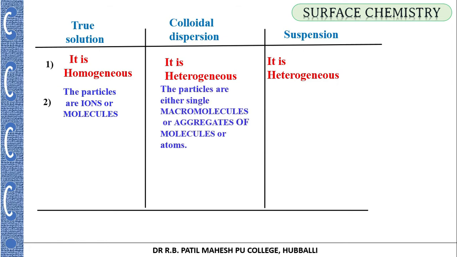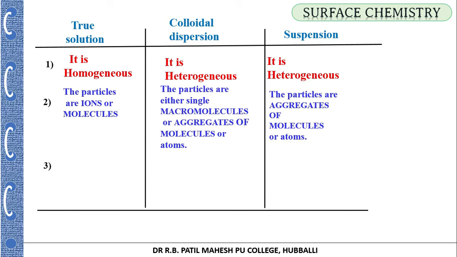So in the case of colloidal system, particles are single macromolecules like polymers and proteins. Aggregate molecules means obtained by combination of a larger number of molecules or even atoms. Whereas in the case of suspension, the particles are aggregates of molecules or atoms, like sand particles, etc.